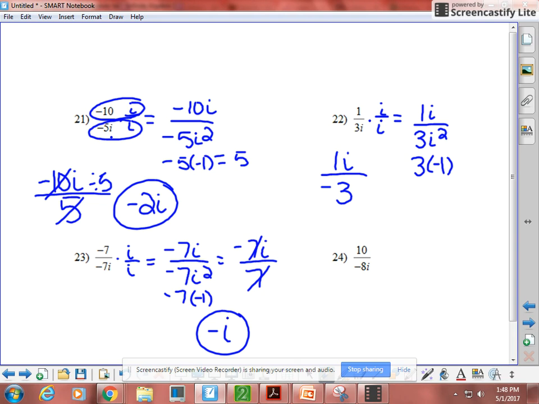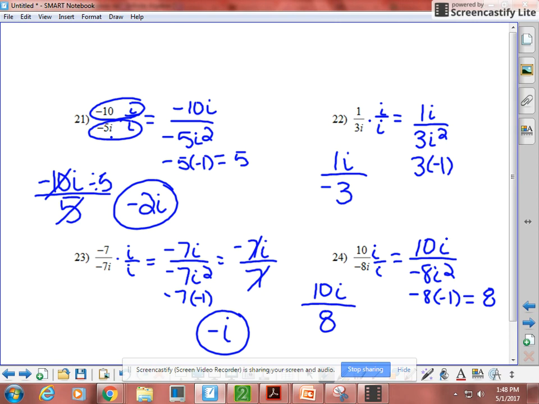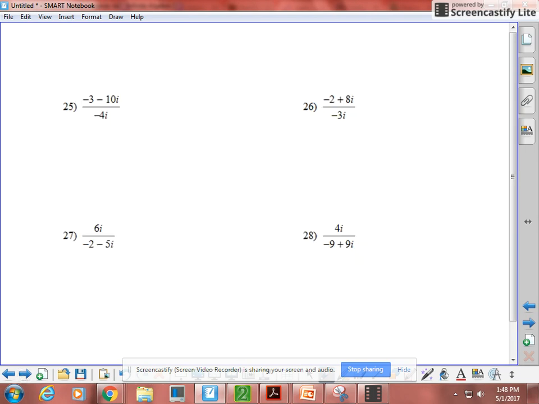Okay, 24 is the same way. i over i, 10i on top, negative 8i squared on the bottom, which is negative 8 times negative 1, which is 8. Okay, so I have 10i over 8. Well, those can both be divided by 2, so I get 5i over 4, and that's as low as I can reduce that. Okay, so when you just have an i in the bottom, that's all you need to multiply by. But here, starting with number 27, I don't have that. I have 2 parts, so I have to multiply by what's called the conjugate.